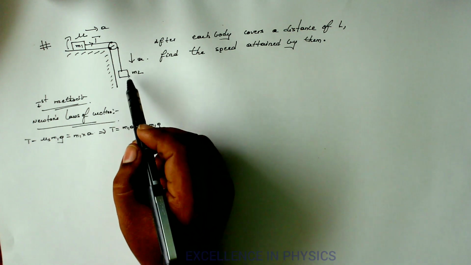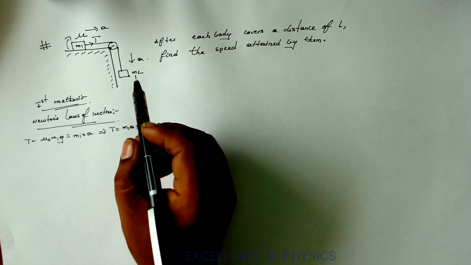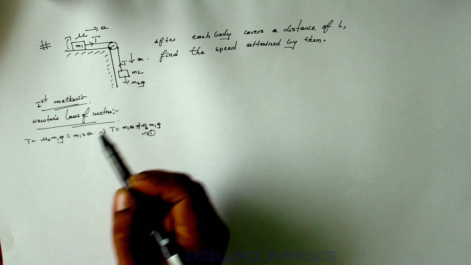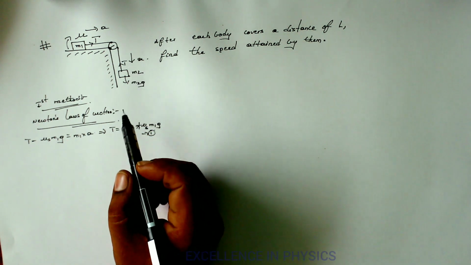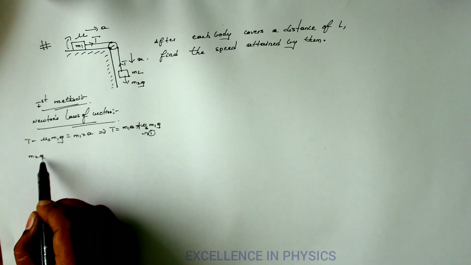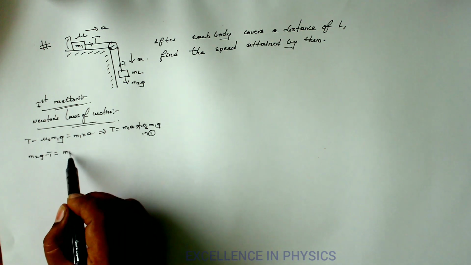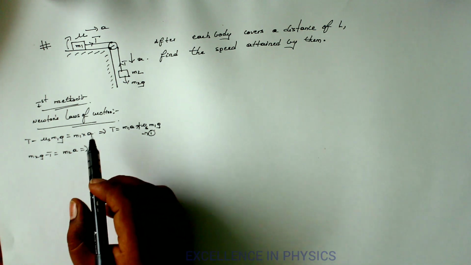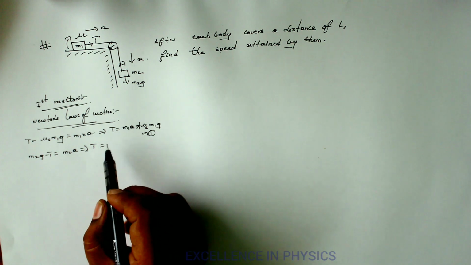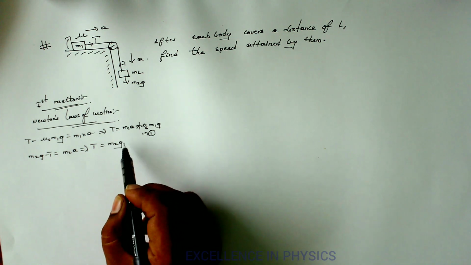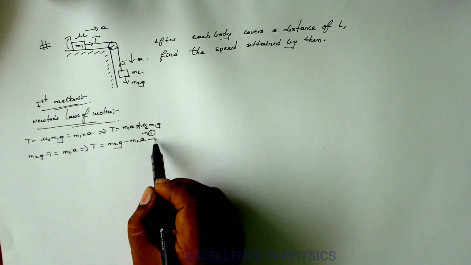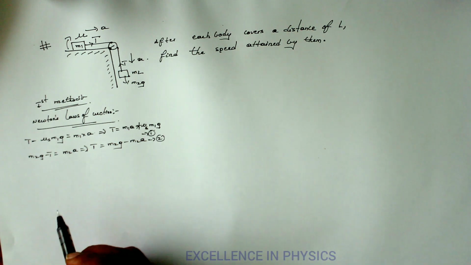Similarly, I can write a free body diagram for mass m2 also. For mass m2, tension is pulling mass m2 upwards and m2g is acting downwards. As the body is accelerating downwards, m2g must be greater than tension. So I can write m2g minus tension is equal to m2 into a. From this equation, again I can write the equation for tension. T is equal to m2g minus m2 into a. This should be my equation number 2.